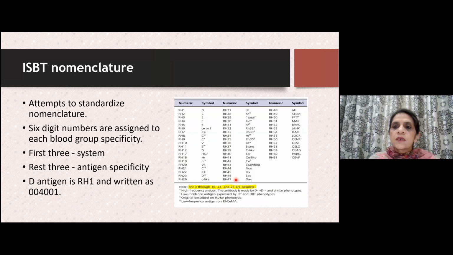And if you can see in this table, till date nearly 61 antigens have already been numbered. Out of this, a few have become obsolete, which have been highlighted. These are RH13 through 16, 24, and 25. But still, we have a lot more of these antigens which are posing day-to-day challenges in the routine serology lab, which we'll be discussing later on.